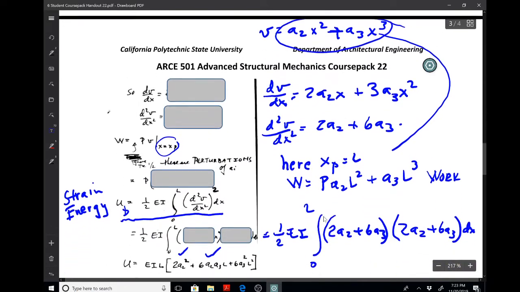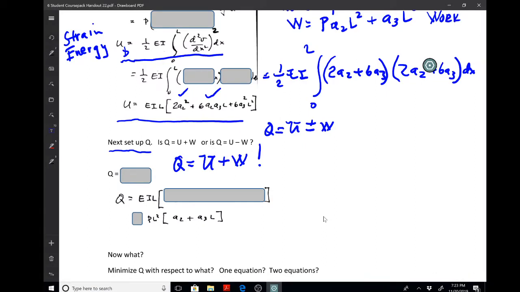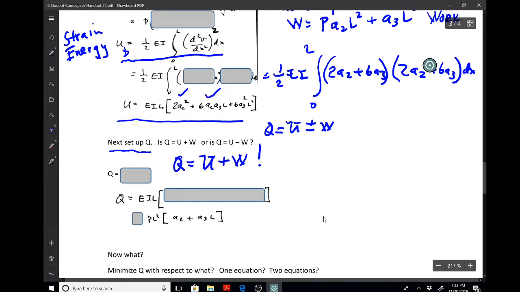I'm sure you'll screw this up at some point, but I think it'll be obvious for some problems, but for other problems you won't know what the heck you did. And I don't think the book is super duper clear on this. So let's say U plus W. And now it's quite easy here. I just have U right there.